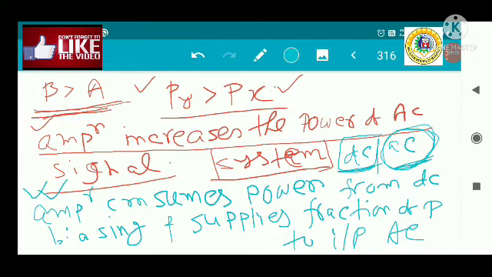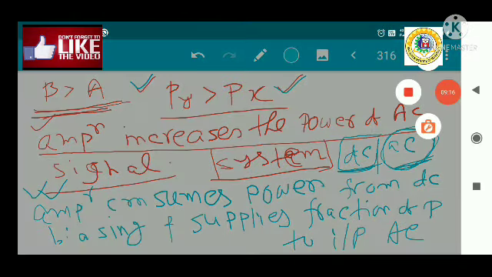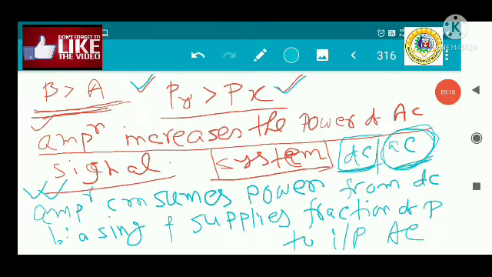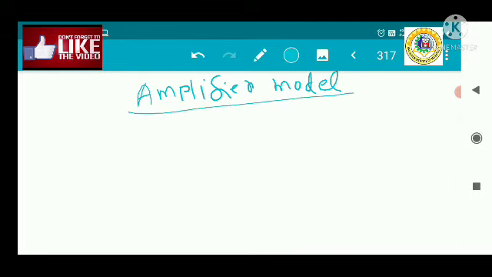Okay, so I hope you understand it in case of the power, in case of the amplitude, and what is the definition of the amplifier. So next we will discuss the amplifier model. So whenever you want to discuss the amplifier model, suppose this is a simple amplifier model.